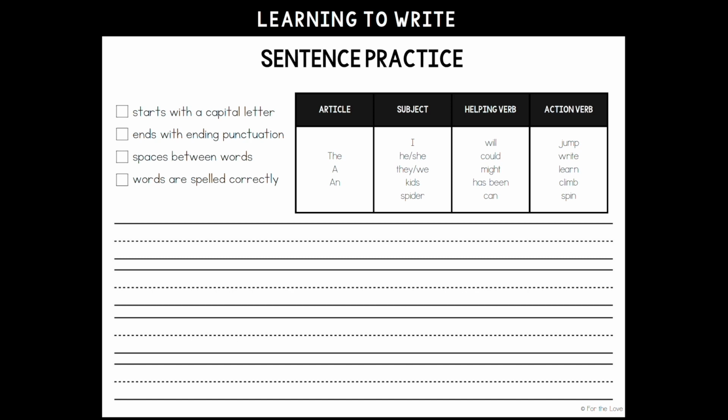The mechanics checklist is there to ensure that students are practicing those good habits of starting sentences with a capital letter, ending with punctuation, leaving spaces between their words, and that their words are spelled correctly, especially given they have a word bank. Okay, that is it for helping verbs.